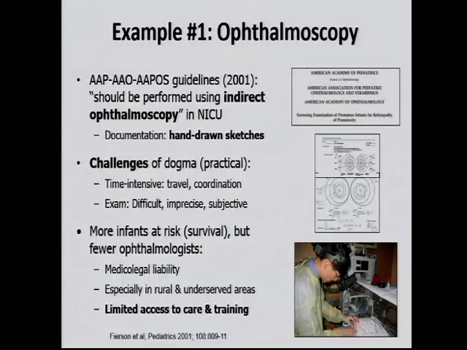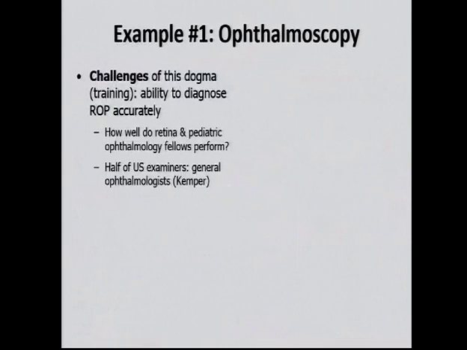There are more and more small babies surviving, and fewer and fewer ophthalmologists willing to do this, because it takes so long, because it's hard, because you don't get paid a whole lot, and because there's enormous medical legal liability, actually the biggest in all of ophthalmology. Especially in rural and other medically underserved areas, this is a huge problem: limited access to care and also training for this disease. So the second aspect in terms of challenges I want to get into is training.